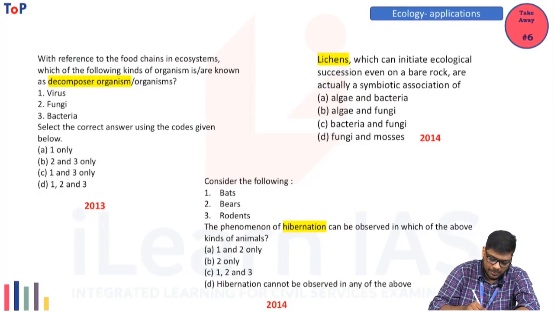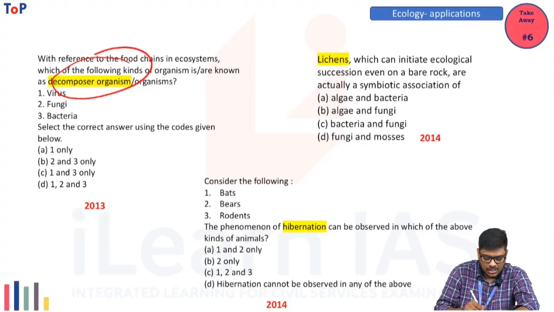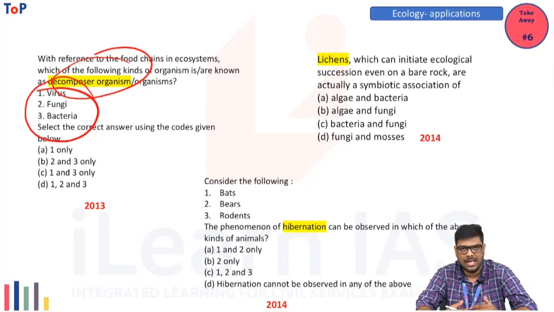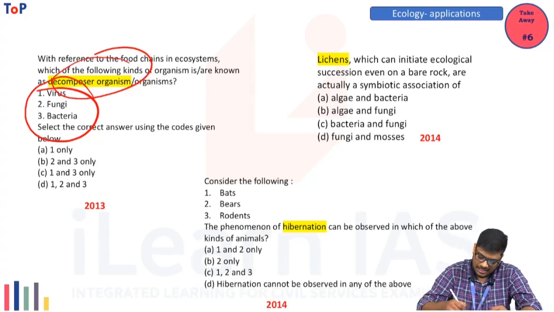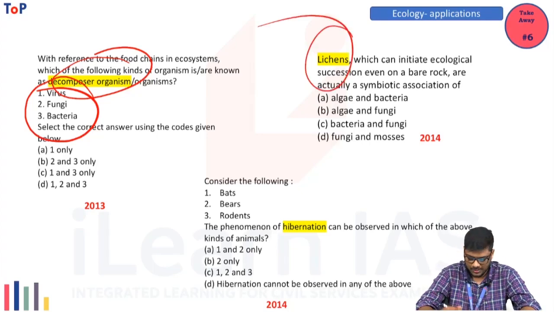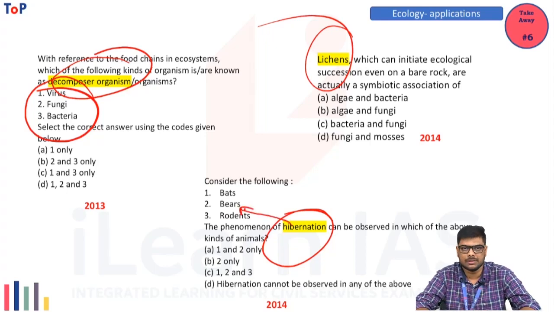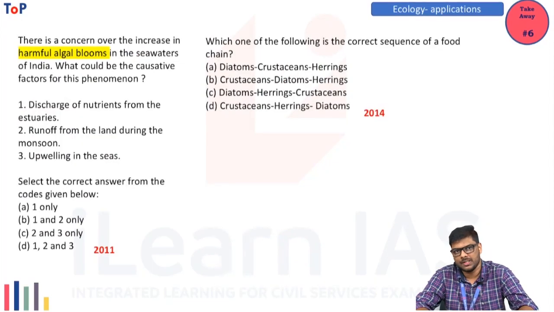Getting it? And the decomposer organism question was directly from NCERT. NCERT directly says that among virus, fungi and bacteria, fungi and bacteria can be decomposer organisms. Go and check your NCERT, you'll get the question directly from there. Lichens, UPSC discussed it directly. And hibernation, UPSC discussed the concept of hibernation and gave bears as an example. See, look how straight UPSC is.